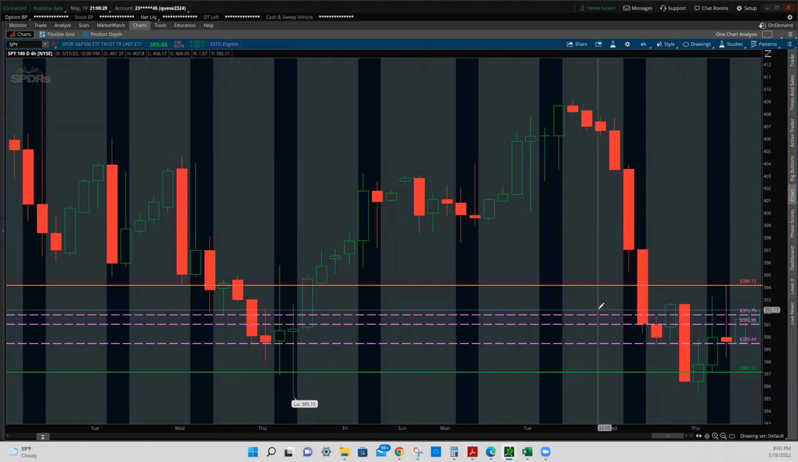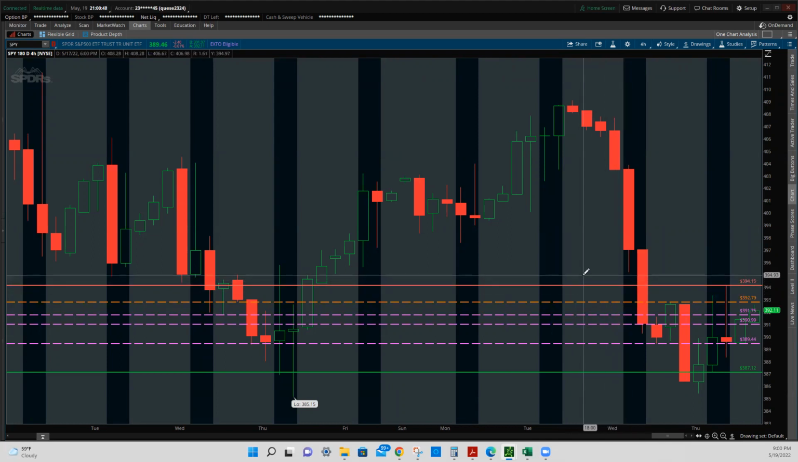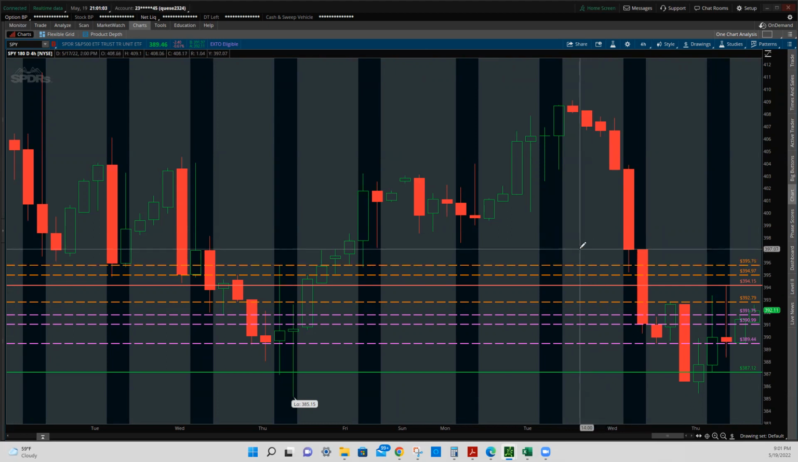Okay, do we see any more here? Oh, look, another one, 392. Now this is going to be orange, because this is going to be resistance. And then once we get above 394, we can see 394.97. And then we can see 395.61. Right? That's all you do.